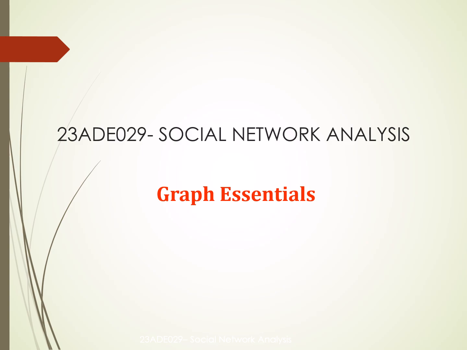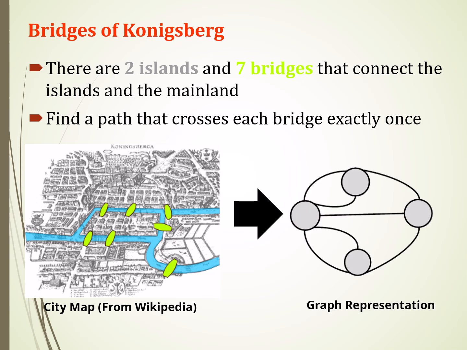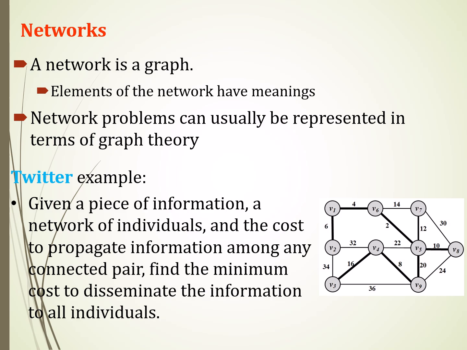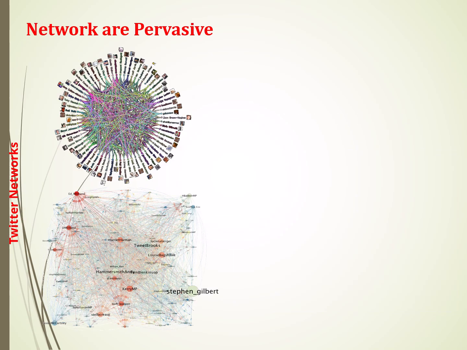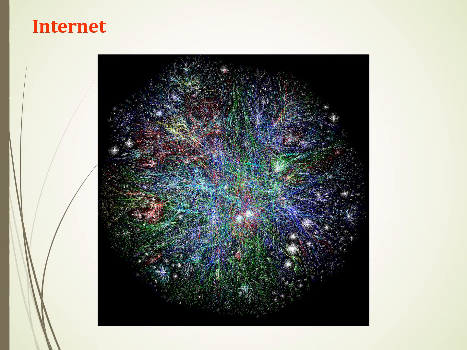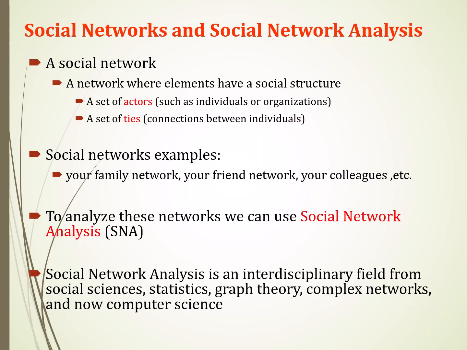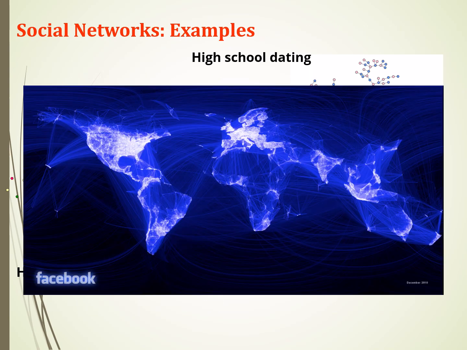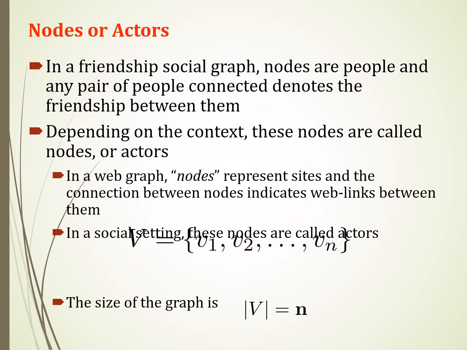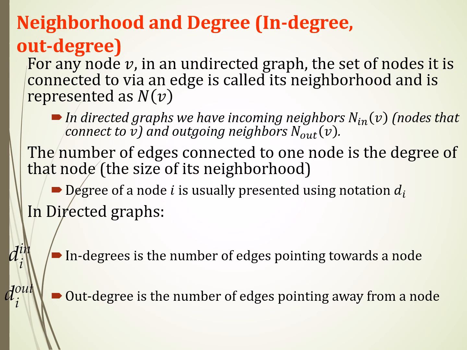Hello dear students. In the last session we have seen different types of graphs and also the essentials of graphs, the difference between networks and the graph, and network theory versus graph theory, and also the internet, the network of US highways and road networks, social networks, and then we have seen the graph basics, nodes, edges, actors, edges, and types of graphs, directed and undirected graphs.